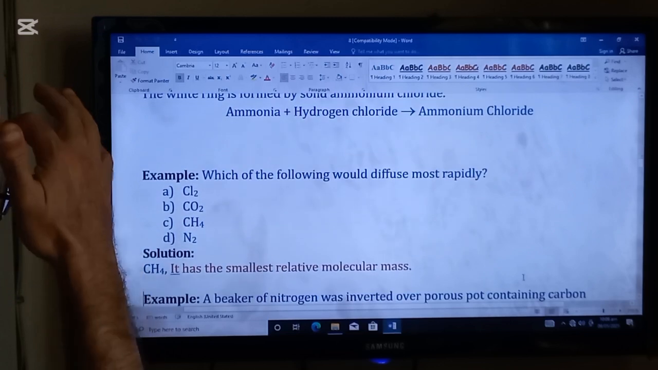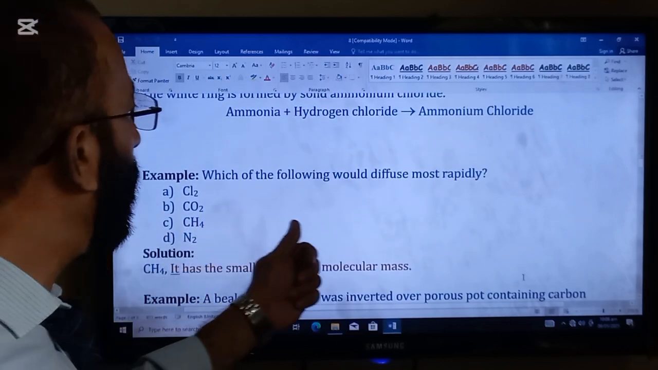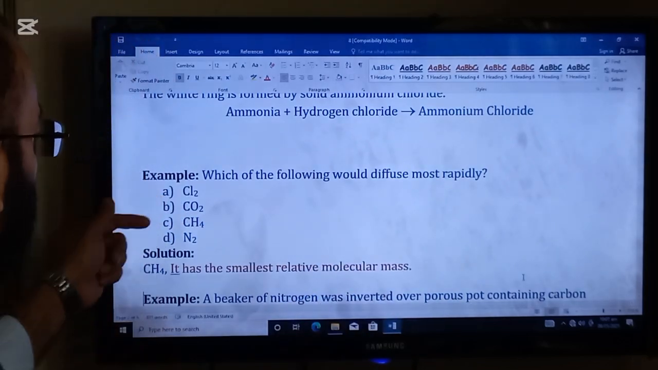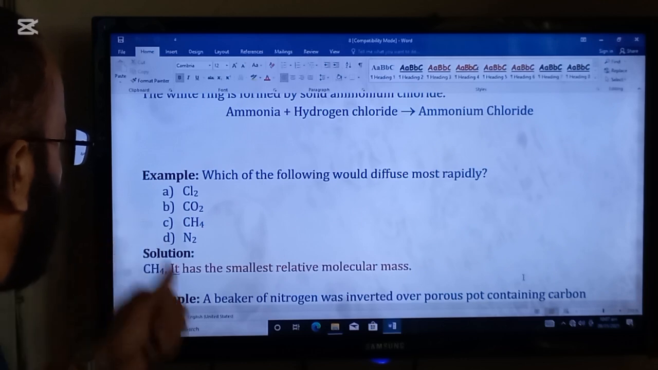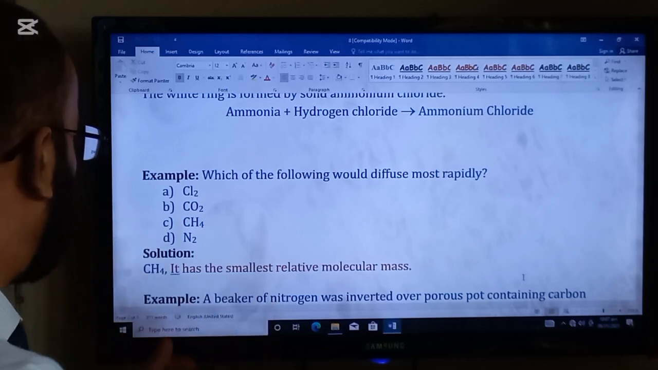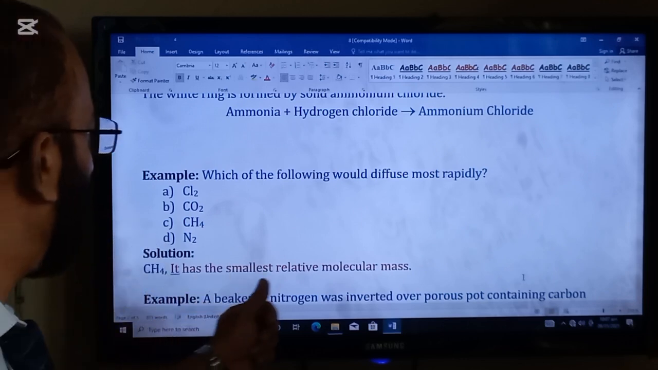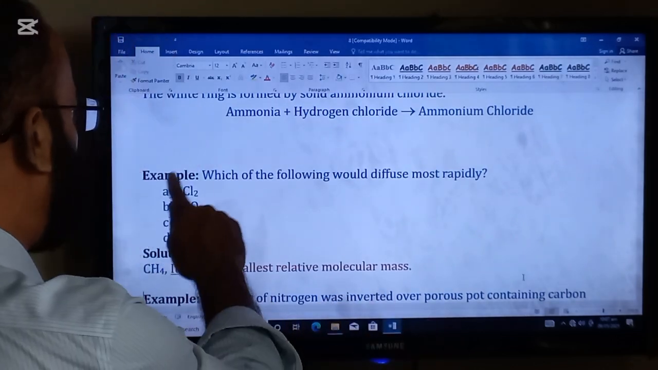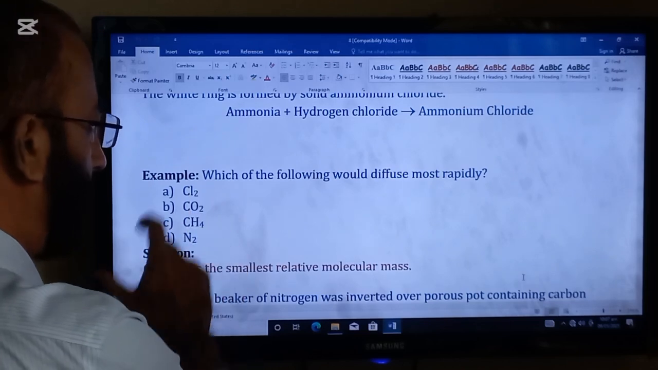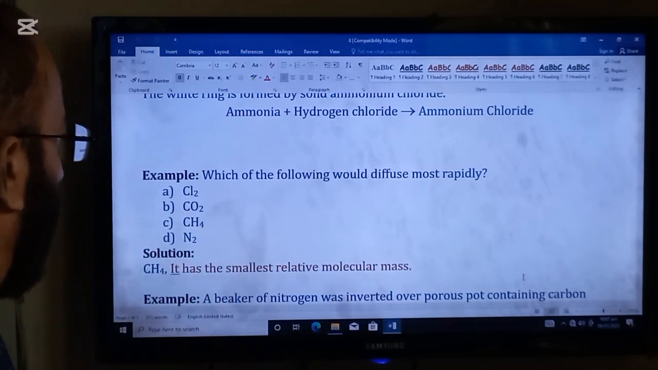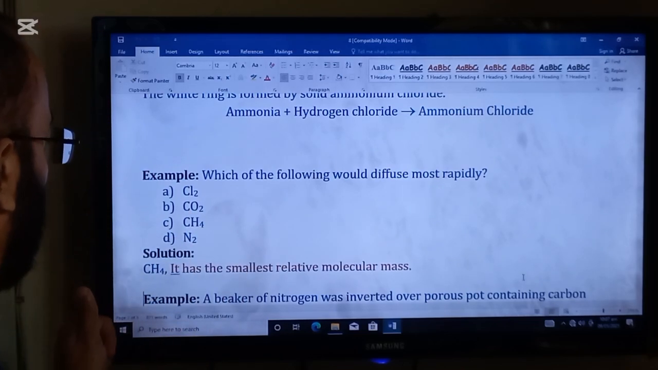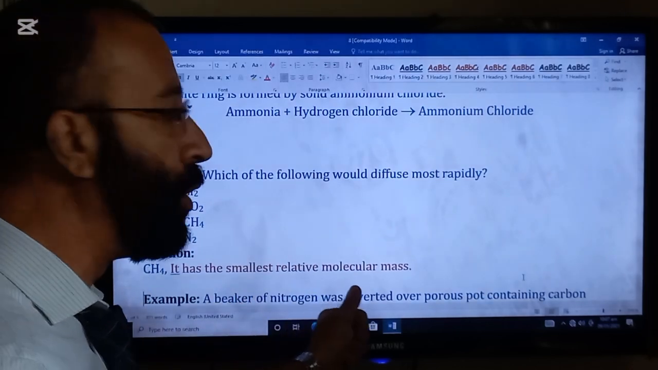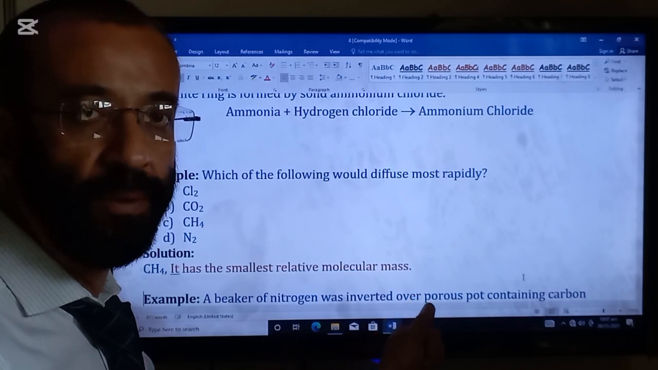Another example is: which of the following would diffuse more rapidly? Chlorine, carbon dioxide, methane, nitrogen gas. So CH4 has the smallest relative molecular mass. Students, you will find the molecular mass of all these four substances, and out of these four you will find that CH4 has the smallest relative molecular mass. That's why it will diffuse faster.